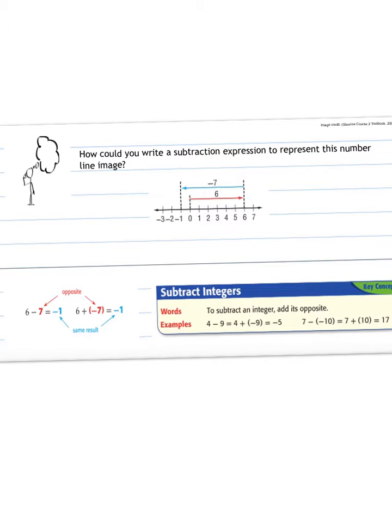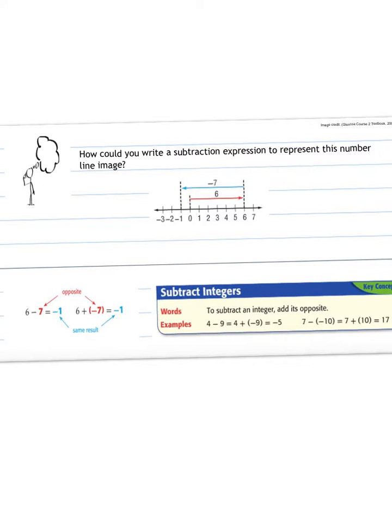All right, a question here for you to think about. How could you write a subtraction expression to represent this number line image? So we're moving up 6 and back 7. How could you write a subtraction problem? Well, one of the ways that we could write this is 6 minus 7. So we're moving up 6 and then back 7.